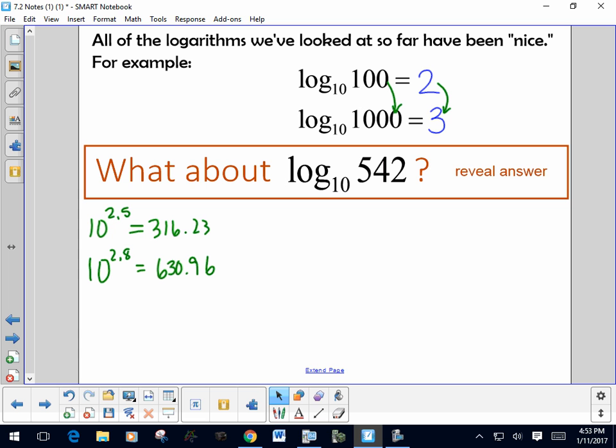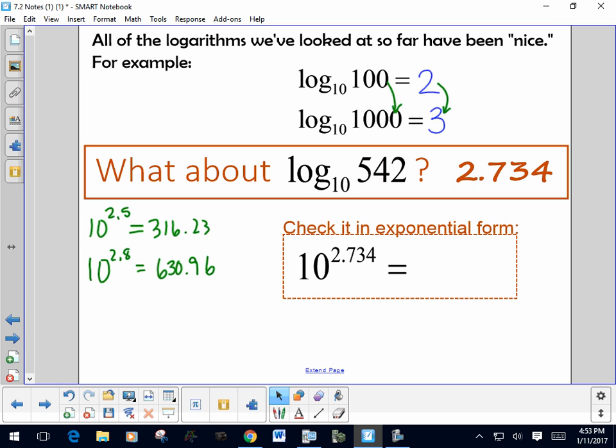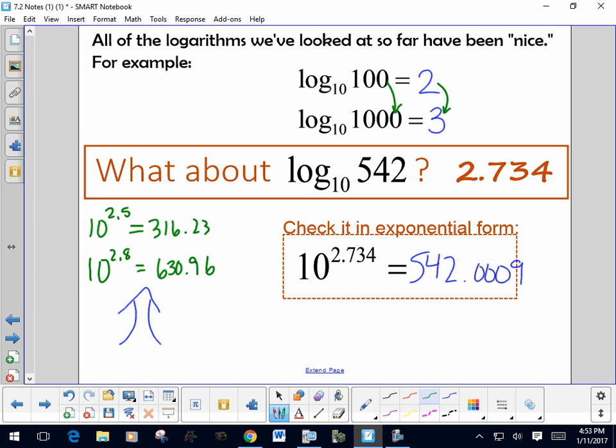Well, I know the answer. The answer is 2.734, and you could test it. 10 to the power 2.734 is 542.0009. So that's really close to 542. So how can we come up with this 2.734 number without guess and checking our way into oblivion?